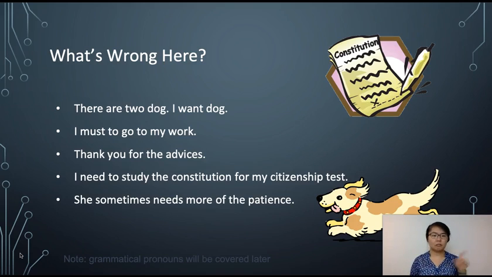So there are two dog. I want dog. I must go to my work. Thank you for the advices. I need to study the Constitution for my citizenship test. She sometimes needs more of the patience.